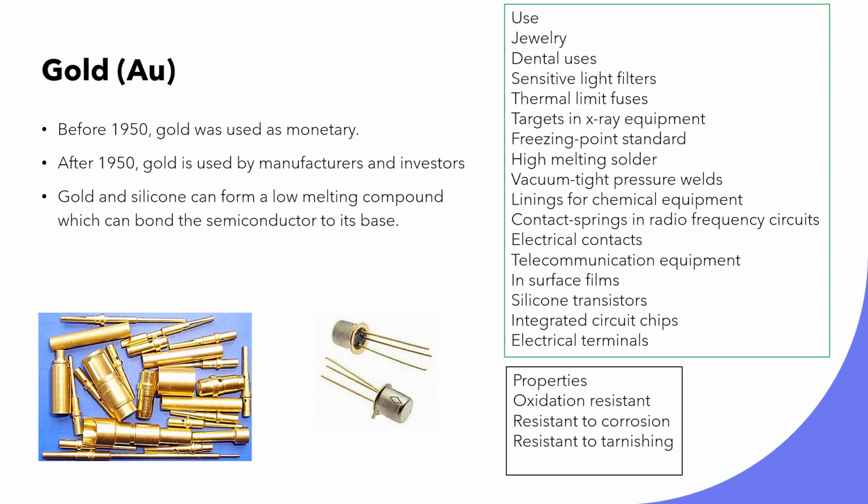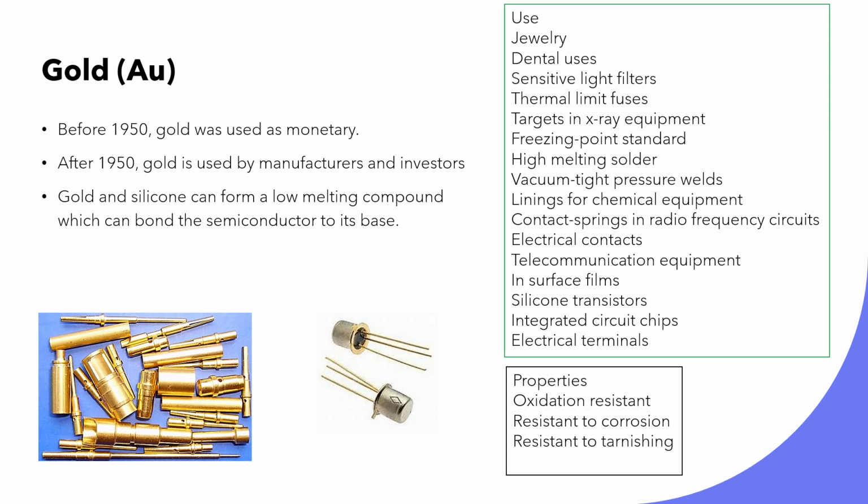Okay, now we're gonna get into gold. The symbol is Au. So before 1950, gold was used as monetary. So after 1950, gold is used by manufacturers and investors. And gold and silicon, they can form a low melting compound, okay, which is bound to semiconductor to its base. So here you can use the semiconductors right here. These are gold semiconductors. So you have gold trims and semiconductors.